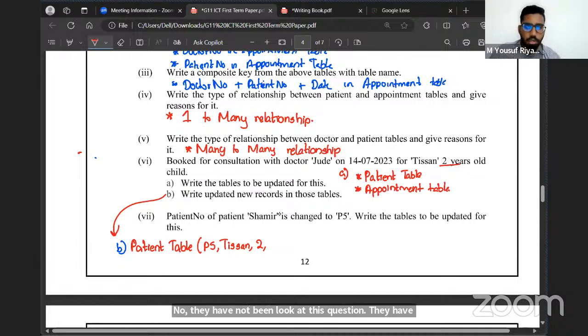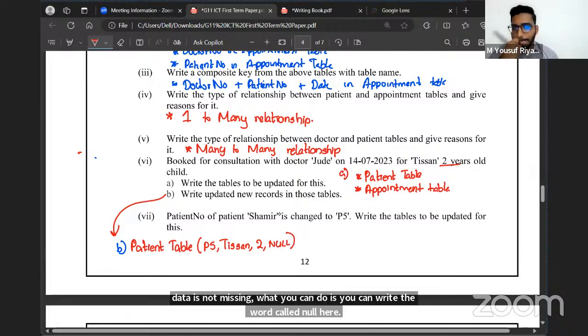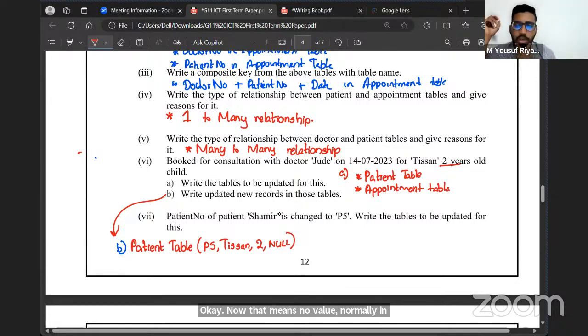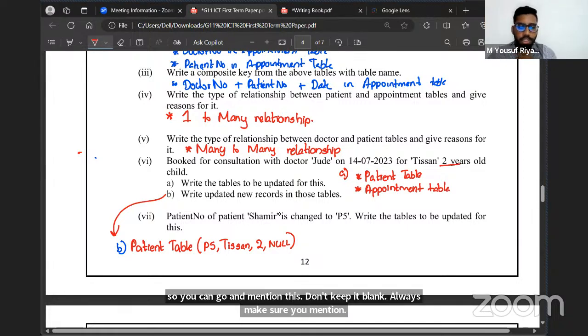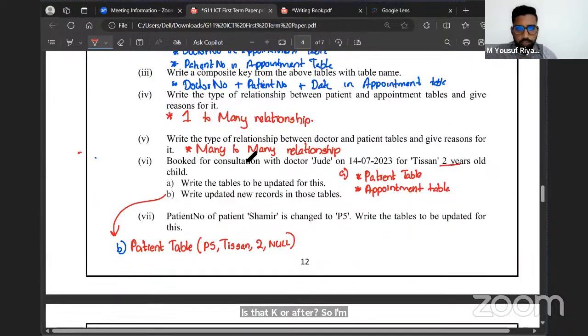Normally, in these kinds of scenarios, if any data is missing, for a primary key you can guess and write. But apart from that, if any other data is missing, what you can do is write the word null here. Okay. Null means no value. Normally in a database, when you don't have a value for something, we use this term called null. So you can go and mention it there as null. Don't keep it blank. Always make sure you mention null. Is that clear, all of you? So I'm saying to update the patient table in such a way. Is that clear, all of you?